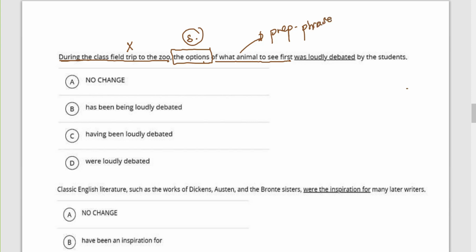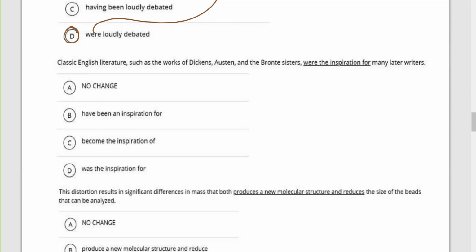Okay, great. That's a prepositional phrase. And then we have got the verb here, was. Do you like the verb here, Zahwa, or you go for something else? Waiting for your answer. Thank you, Zahwa. Thank you very much. Were loudly debated. So in that case, we'll go this way: the options of whatsoever were loudly debated. Thank you. Number 5.